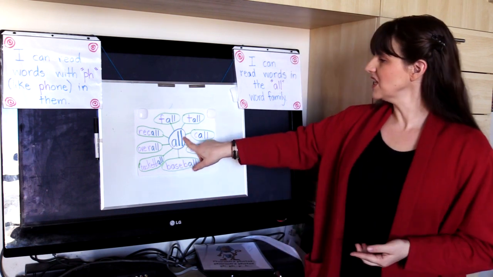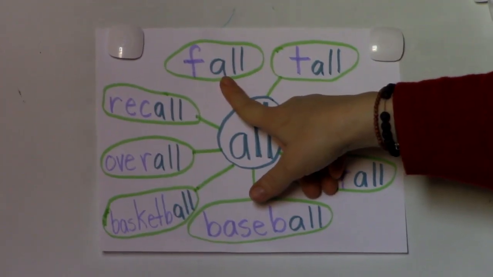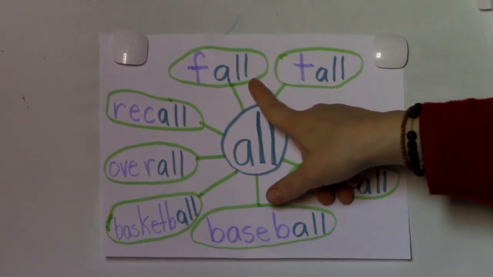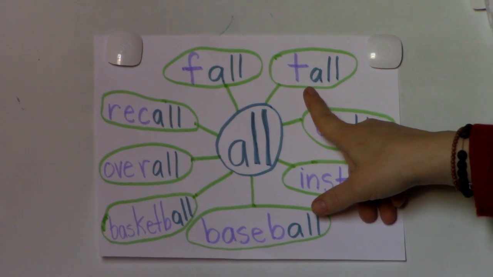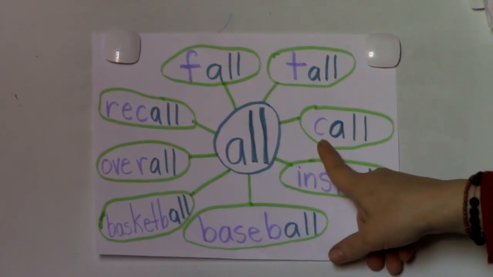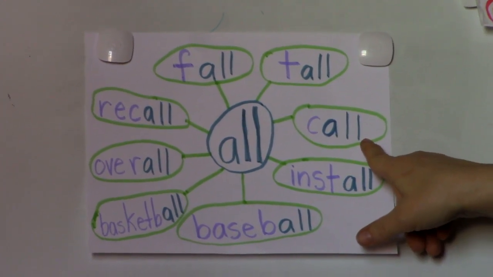So let's look at some of the easier ones. Let's see if you can read this one before I read it. Ready? Fall. How about this one? Ready? Tall. And this one? Call. All right, now it's gonna get a little tricky.